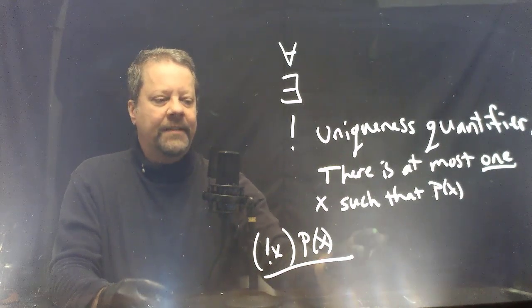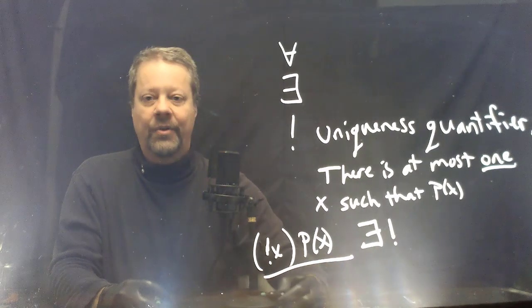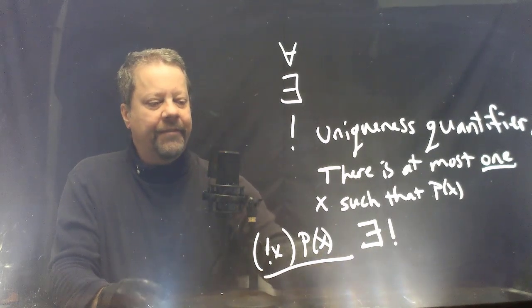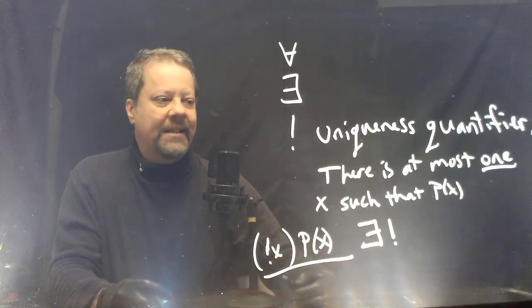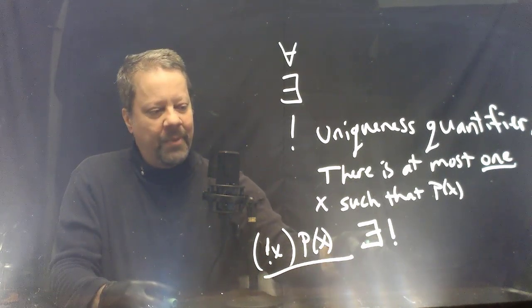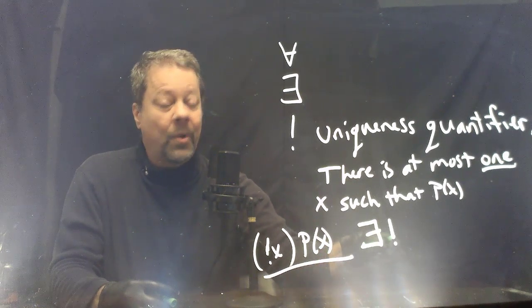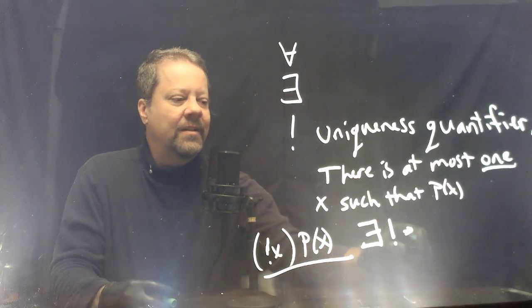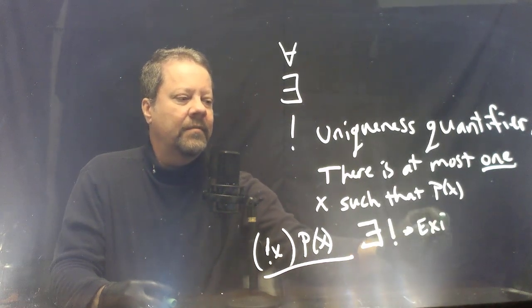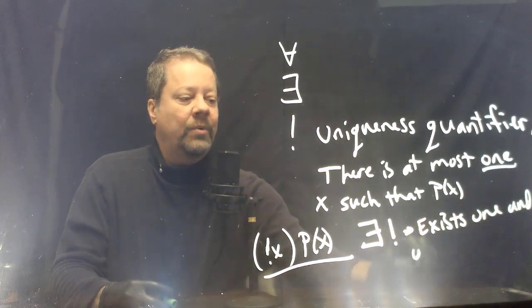This is often done in combination with there exists a unique. This is a little bit different from just the uniqueness by itself. Uniqueness just means there's at most one of these things. But when I put the existential quantifier in front of it, it means there does exist one, but there's only one. So this means there exists only one. Exists one and only one.